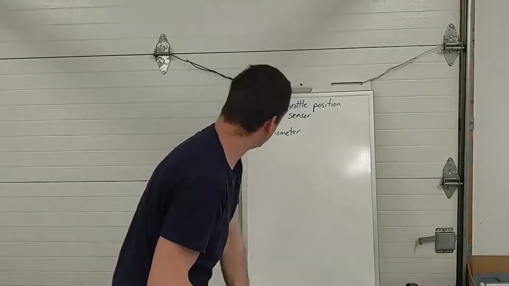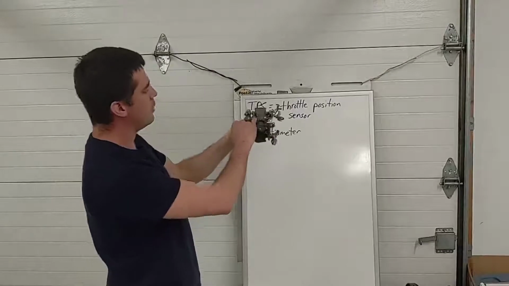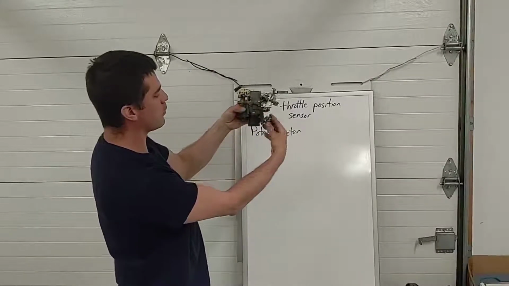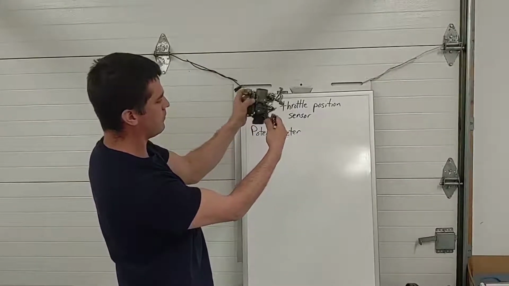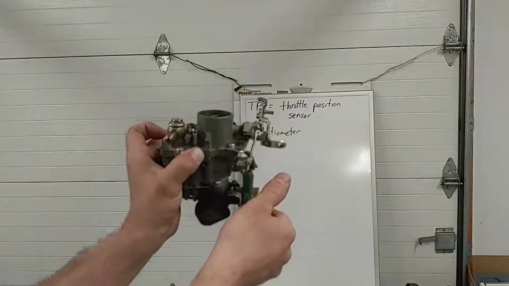Okay, so why does the computer need this sensor? Well, in the olden days of carburetors, we used to have this little pump right here that when we hit the throttle, it would shoot in a little extra squirt of fuel.